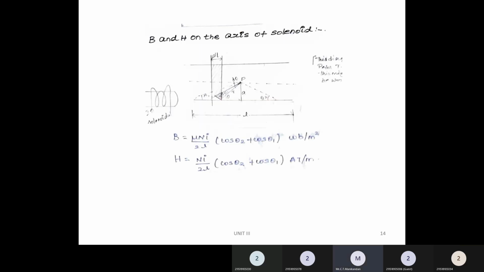Then B and H on the axis of a solenoid. On the solenoidal coil, what will be the value of the magnetic flux density and magnetic field intensity? It is the same as for the finite length conductor.